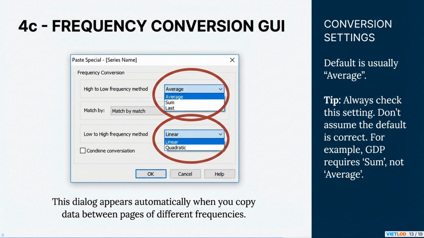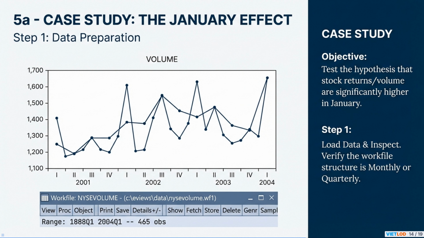This slide illustrates the frequency conversion dialog box, which automatically appears when you copy data between pages with different frequencies. The dialog offers methods for both high to low frequency and low to high frequency conversions. For high to low frequency conversions, such as daily to monthly data, the default method is average, with sum and last as other options. For low to high frequency conversions, like annual to quarterly data, the default is linear interpolation, with quadratic as an alternative.